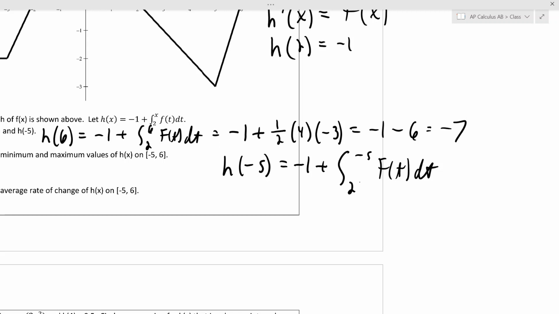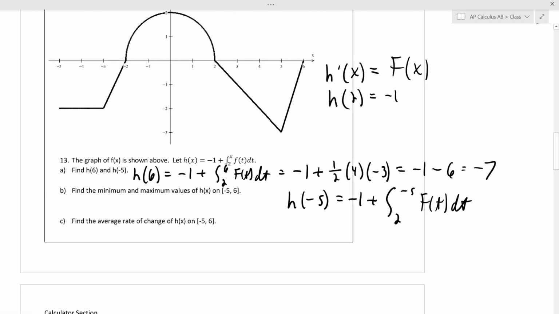If you're integrating by hand backwards, though, and you're going to find areas, it makes sense to rewrite this as this. We talked about this yesterday.